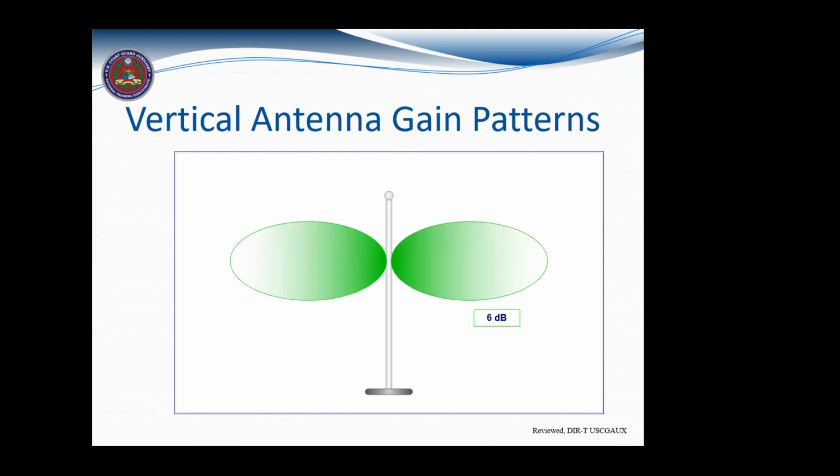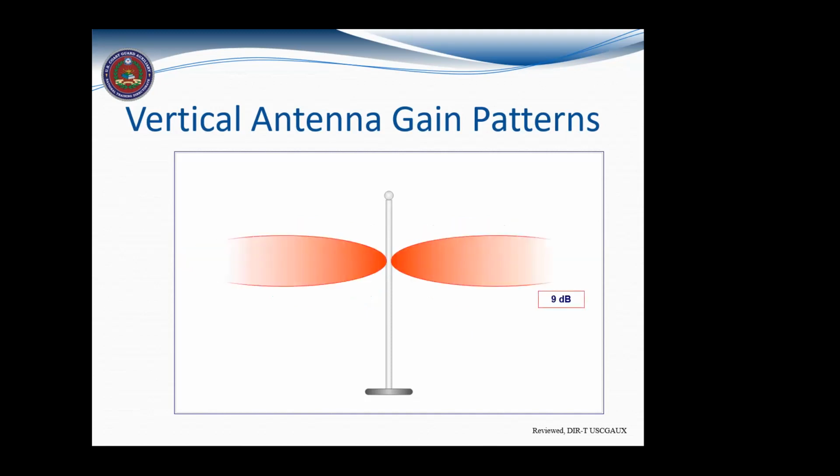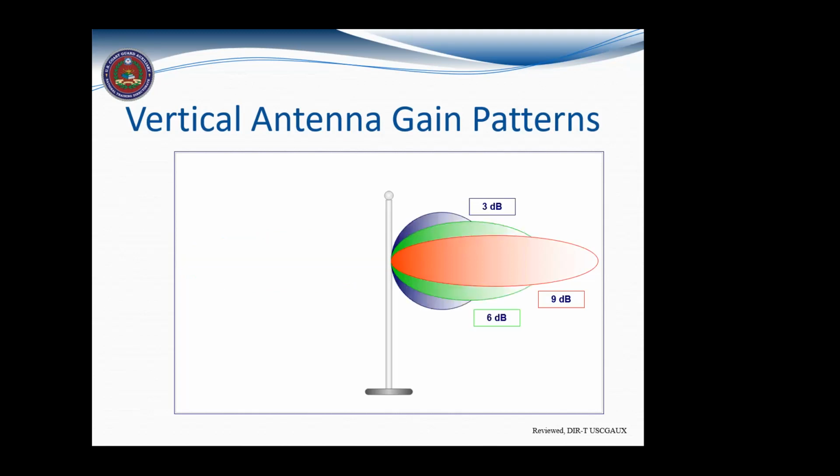A 6 dB is going to focus the signal more horizontally and give you a stronger signal aiming toward the horizon. And the 9 dB is going to be even more focused. So overlaying the 3, you see the 3 dB is much broader, 6 dB closer, 9 dB in the middle. Why don't we always go for the 9 dB?